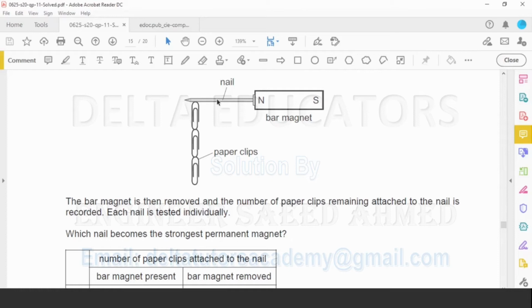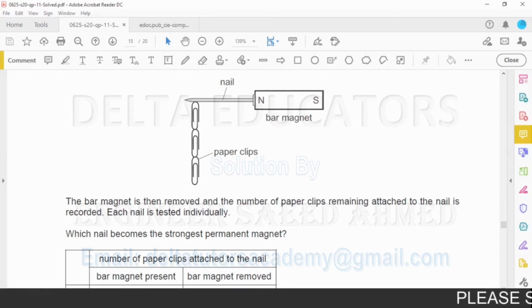Okay, when we attach a nail to this bar magnet, the magnetic property is induced in the nail, and this nail also becomes a permanent magnet. Now, if it becomes a permanent magnet, we have to find out which is the strongest one. The strongest nail will be the nail that can support the maximum paper clips after removing this bar magnet.